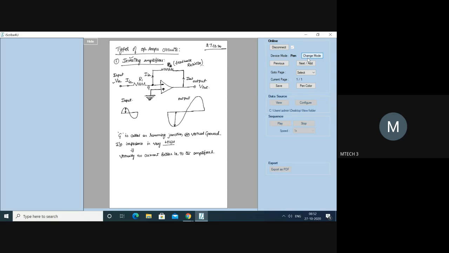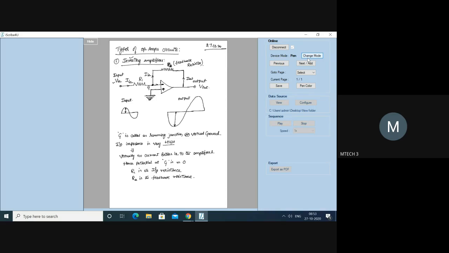Now, what is the potential at G? Hence, the potential at G is equal to 0. At this point, no current will enter. Now R1 is the input resistance, and R2 is the feedback resistance.